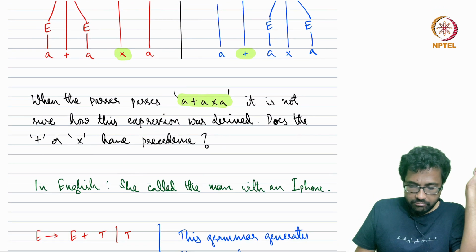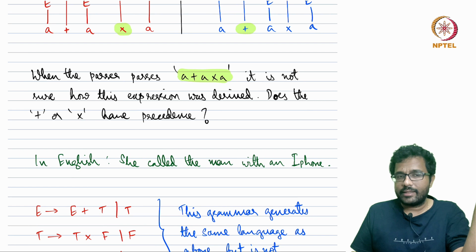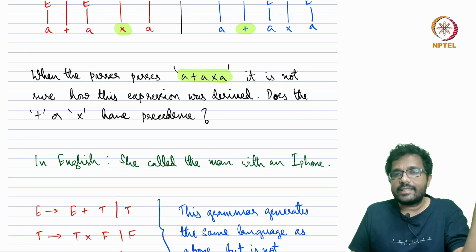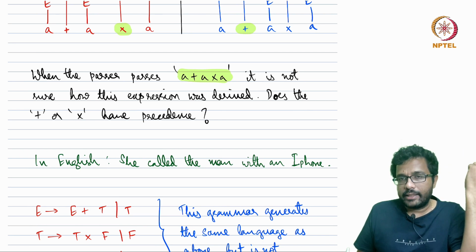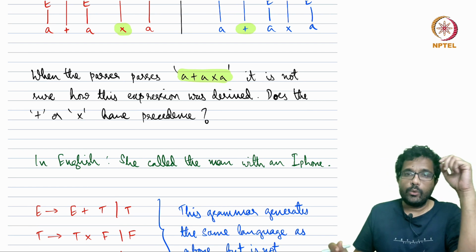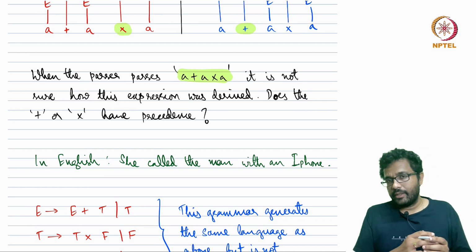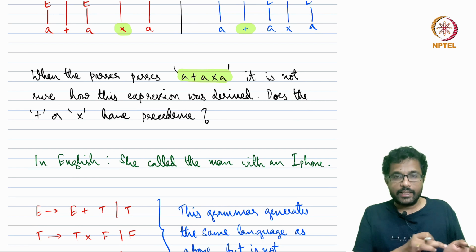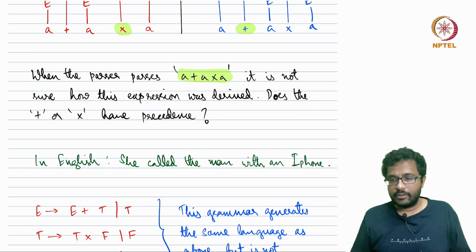Even in English sentences, sometimes this confusion can be there, right? English is a natural language, and sometimes these uncertainties exist. Take for instance this sentence: she called the man with an iPhone. Is it that she used her own iPhone to call the man, so she is using the iPhone to make the call to the man, or is it that with an iPhone describes the man? There are several men, and she's calling the man who has the iPhone, right? So the same sentence has two different interpretations.